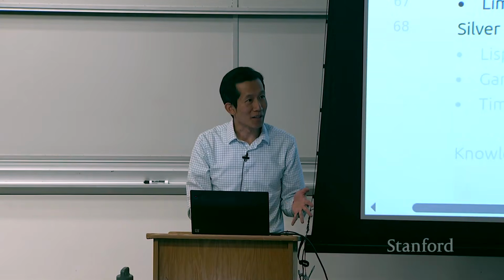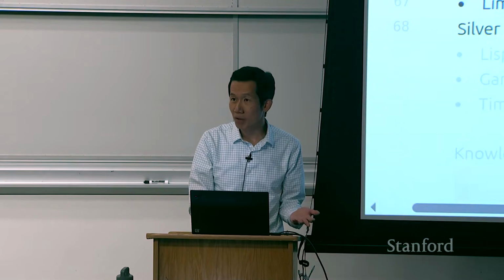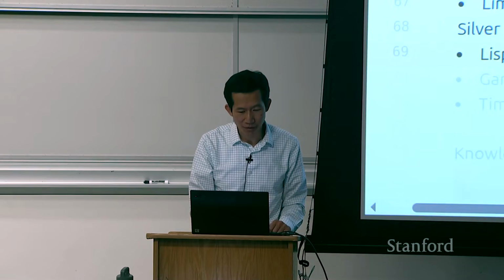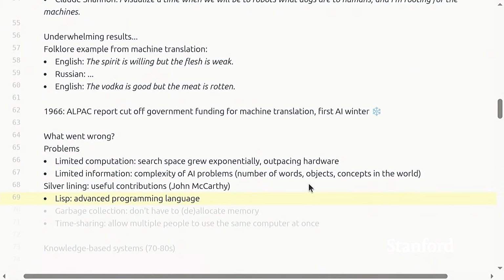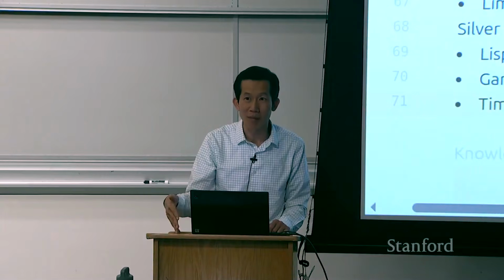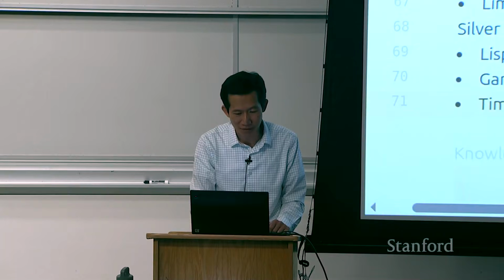But the silver lining was that despite not having solved AI, there were really useful things that came out of it. For example, Lisp was the world's most advanced programming language, probably still is in some sense. And many of the ideas in Lisp have only more recently been adopted into more modern programming languages. Garbage collection, if you don't know what that is, that means it succeeded because you don't have to think about allocating and deallocating memory. Time sharing, the idea of multiple people using the same computer at once. This was a radical idea back then. And all of these things people had to develop in order to tackle this more ambitious problem of solving AI.